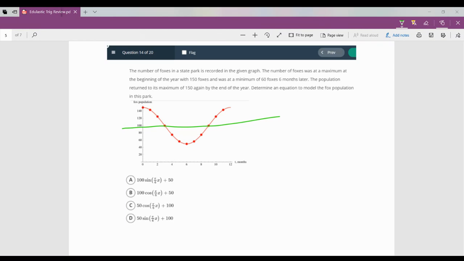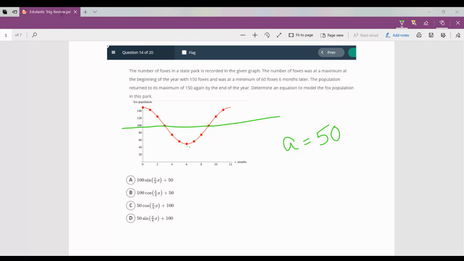All right. So my amplitude, it starts at 100 and goes up to, it looks like 150. And it starts at 100 and it goes down to the lowest point at 50. So it looks like it goes up 50 and down 50. So my amplitude is going to be 50.